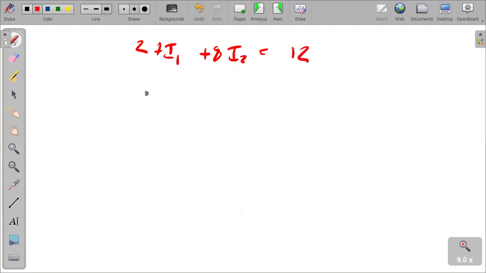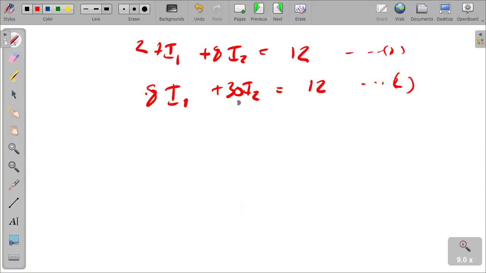The second equation, 8 I1, just an arrangement that I'm making, plus 30 I2. So I'll start with 8 I1 plus 30 I2 is equal to 12. Doesn't matter actually. Even if I say 30 I2 plus 8 I1 is equal to 12, the way I got it is still fine. That marks my equation 1 and my equation 2. So what am I going to do? I will now formulate equation number 3 using them, which is the method that I have opted to use.